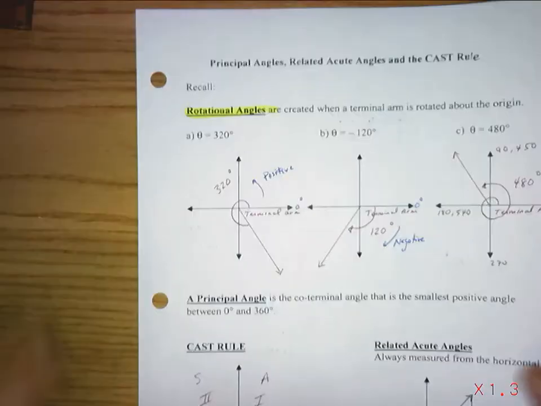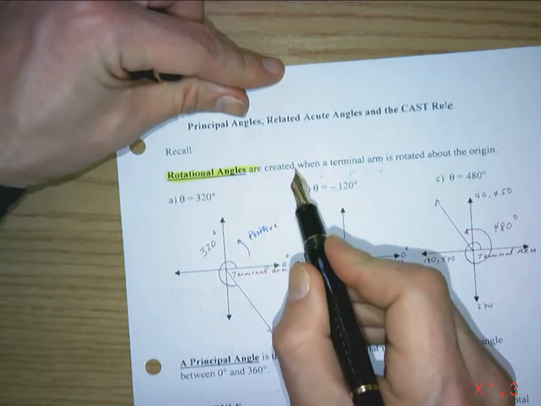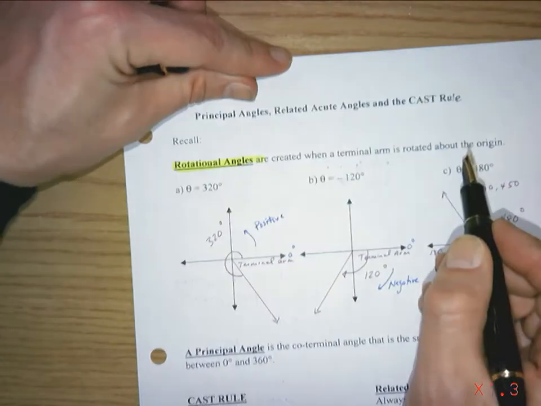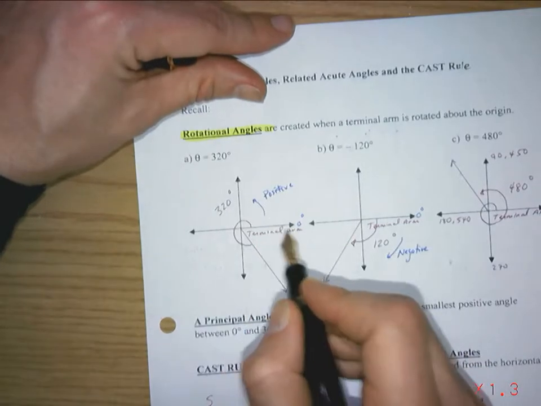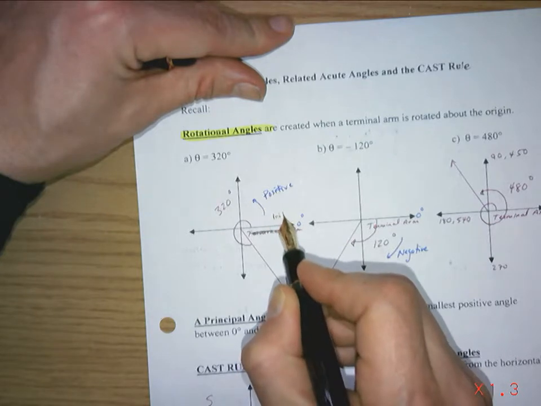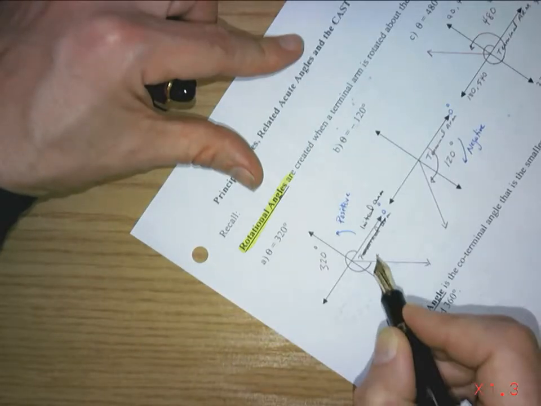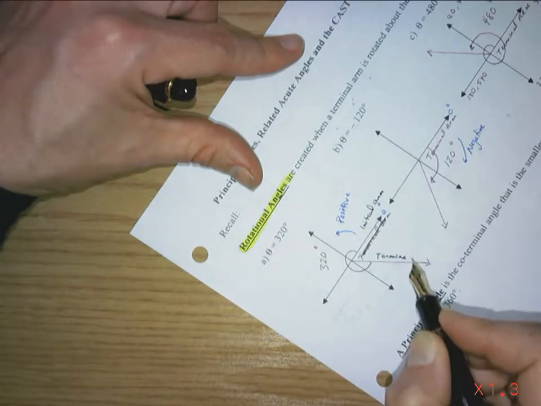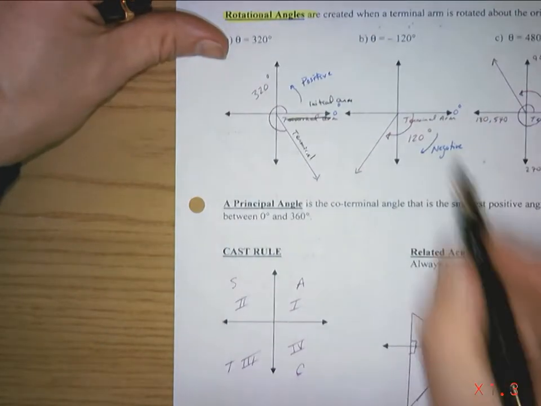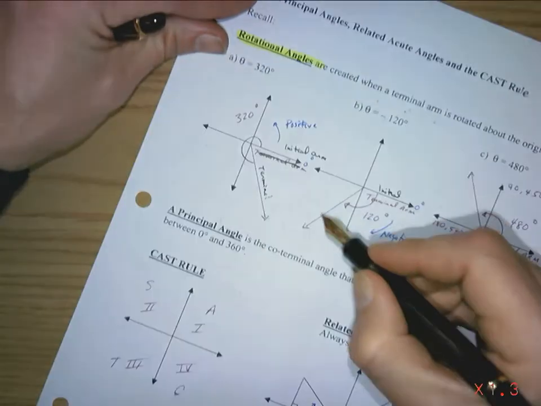Okay, then we started on some of our actual sheets. So this sheet. Now, I called this the terminal arm because this said rotational angles are created when a terminal arm is rotated about an origin. The terminal arm is actually where it stops. I know I said terminal arm here. It actually starts at an initial arm, and then it's rotated around to give you the terminal arm. It's the same arm. The only difference is where does it start and where does it end. So it's starting here, initial, and the terminal arm is actually here.